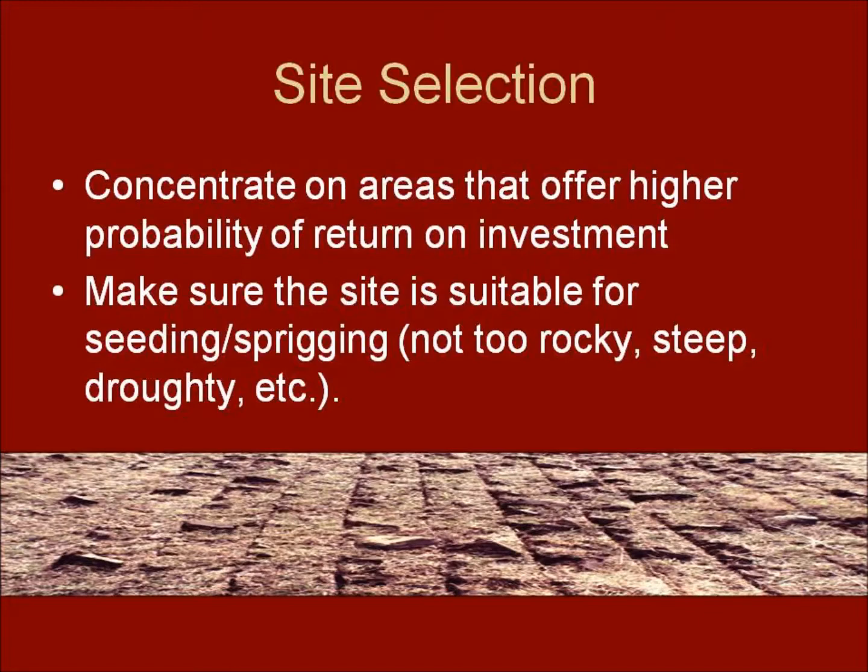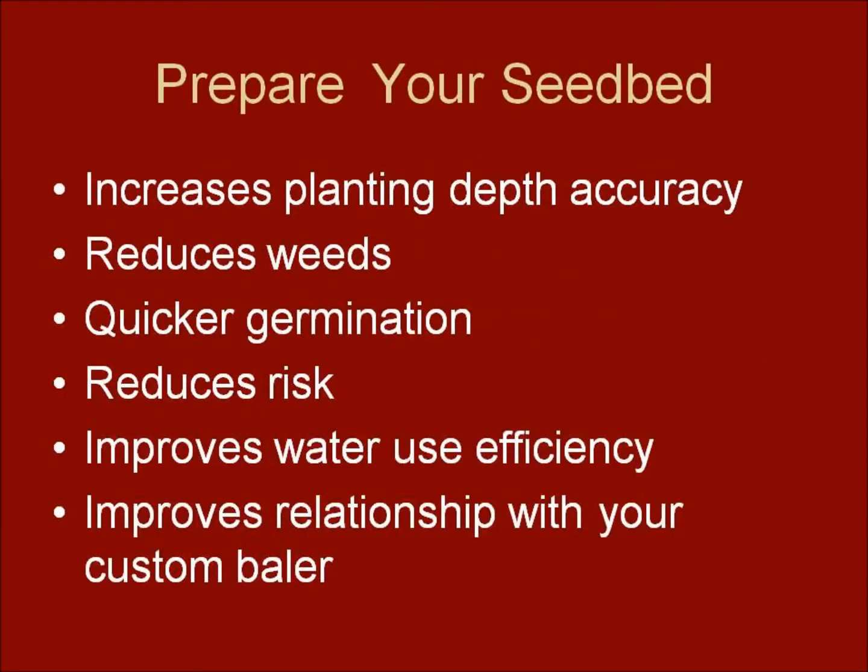We need to make sure that the site is suitable for whatever we want to plant there. If we're talking about seeding a particular grass variety or sprigging Bermudagrass, we need to make sure that it's not too steep, that it will maintain moisture okay. That's not a particular problem for us here, though in certain areas it is. We also need to make sure that it's not too rocky. So we need to take all these things into consideration when we're selecting that particular site on our property where we're planning on planting some pasture grasses.